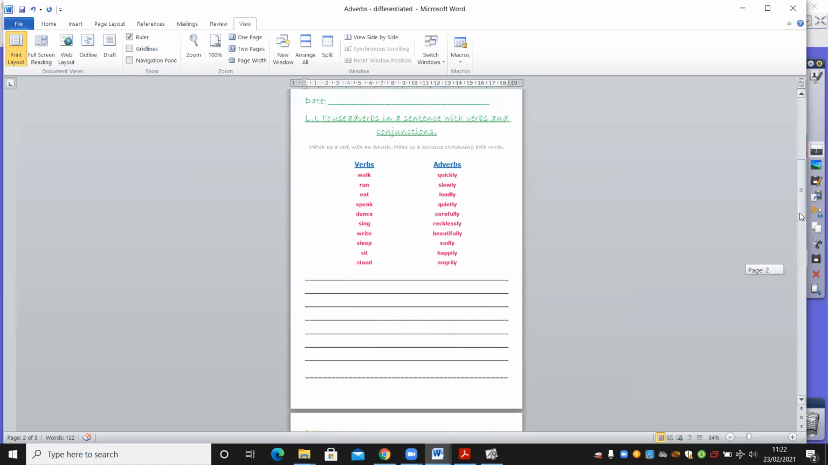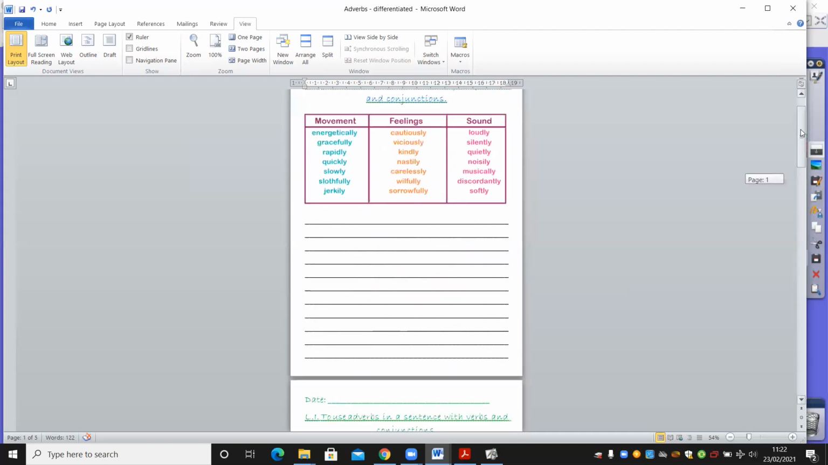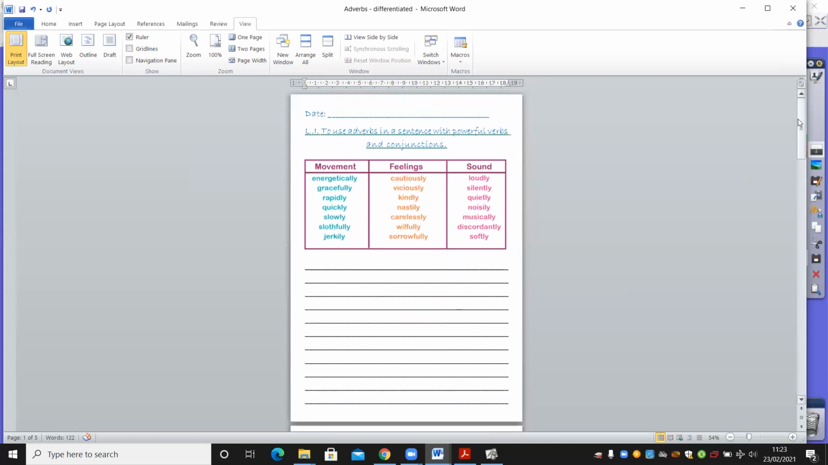Now, the next difficulty of task is just slightly more tricky, where you have a bigger list of verbs and some trickier adverbs. But again, you need to match them up into appropriate pairs and then write a sentence for each of the pair. And finally, the trickiest task.